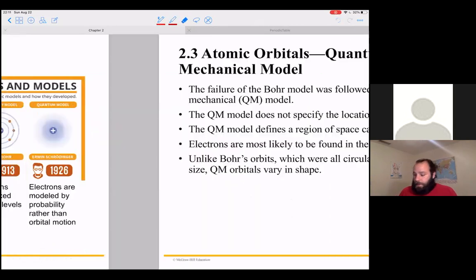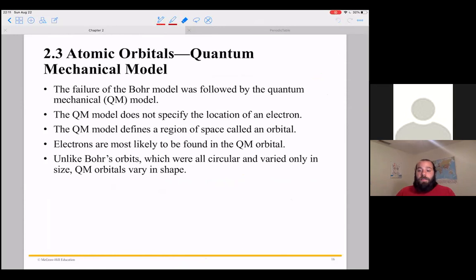So quantum mechanics came along and basically said, rather than try to give you the exact X, Y, Z position of an electron at all times, let's just use a probability and say that there's a 90% chance that you're going to find it within this sphere or within this certain shape. This led to a difference where, instead of Bohr's orbits being circular, we're going to see that these quantum mechanical orbitals have very different shapes associated with them.